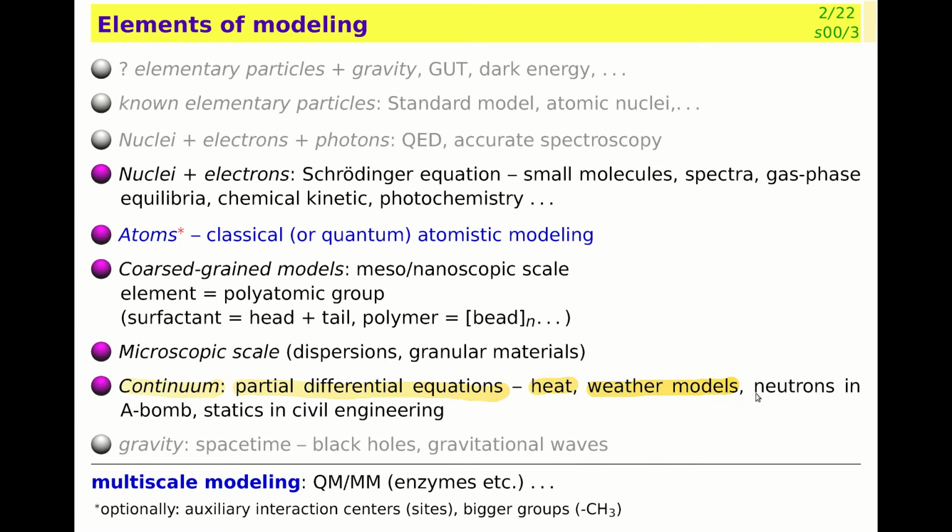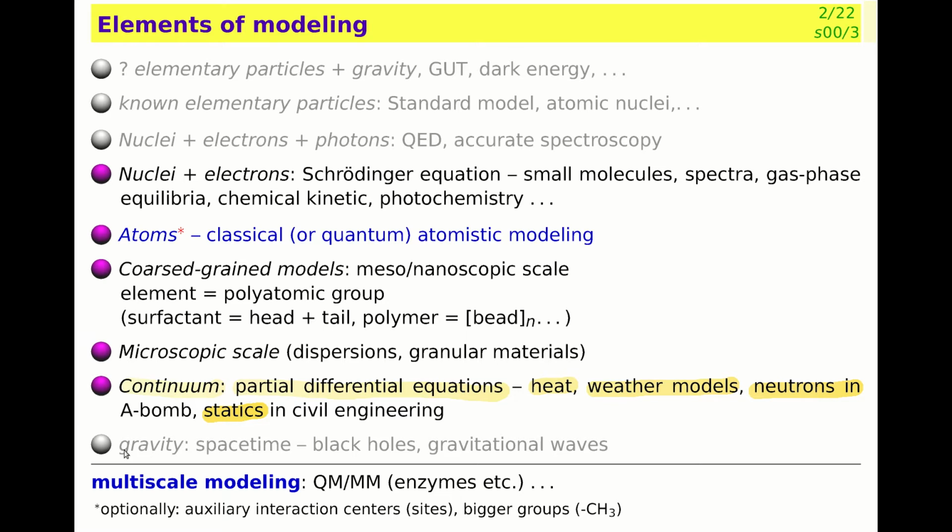Another example, actually the first computer in the world, ENIAC, was used to calculate the atomic bomb by the flux of neutrons going through certain layers of uranium or plutonium. Also in civil engineering, when building bridges and houses and so on, we use statics, that is forces in a material. Again, it is solved at the level of continuum, usually by partial differential equations.